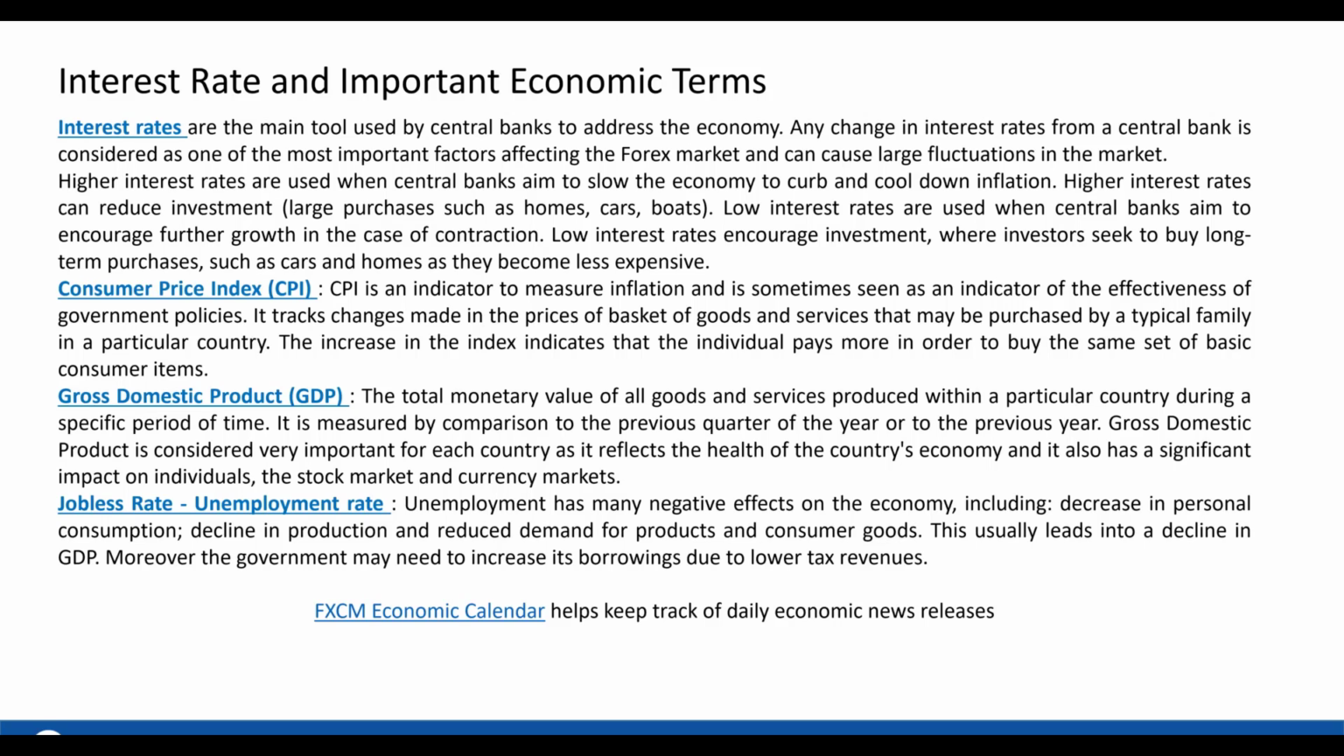Consumer Price Index, or CPI, is an indicator to measure inflation and is sometimes seen as an indicator of the effectiveness of government policies. It tracks changes made in the price of a basket of goods and services that may be purchased by a typical family in a particular country.